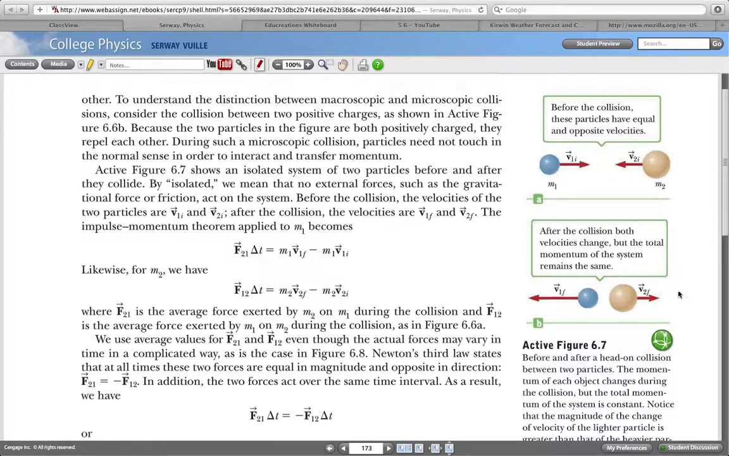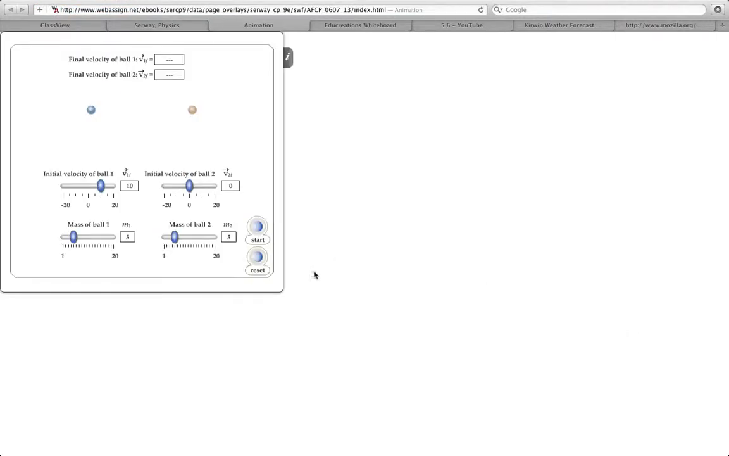So here's another example of this. This one is in an active figure, so it's kind of nice. We have the initial position of each of these particles, and we can set the initial velocity of each of these particles. The velocity of ball 1 is 10 meters per second. The initial velocity of ball 2 is 0. The mass of ball 1 is 5, and the mass of ball 2 is 5. We're going to start this and see what happens to the final velocity.